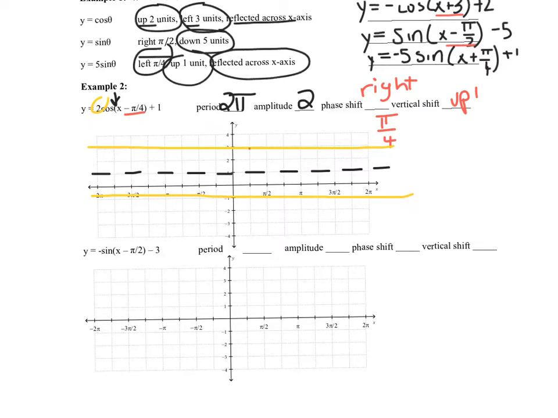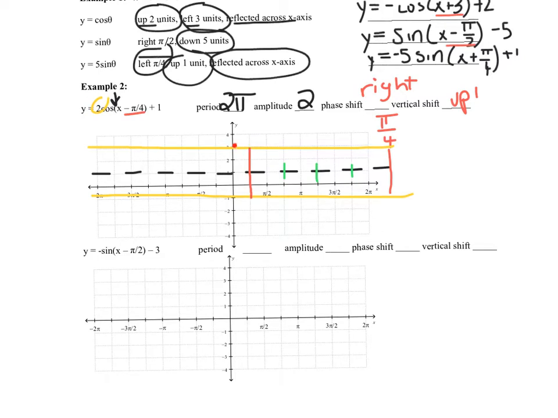My phase shift is right pi over 4. So that means I'm going to start my cosine function at pi over 4. And my period's 2 pi. So because I have moved right pi over 4, after 2 pi, I'm going to move right pi over 4. So I'm going to end it right here. So I'm going to have one cosine cycle in between here and here. And this is a positive cosine, so that means it's going to start at the max. So I'm going to break up my cycle into fourths, right here. And remember, if cosine's positive, it's going to start at the max.